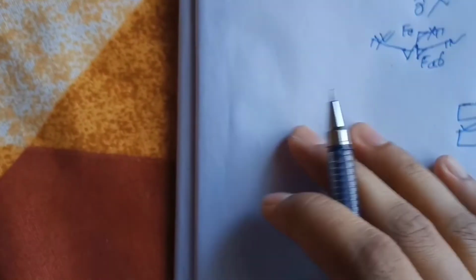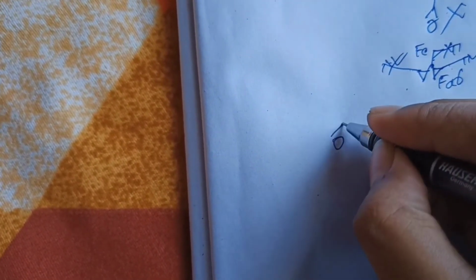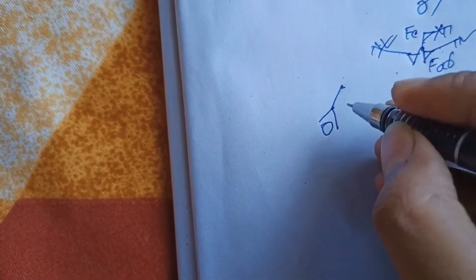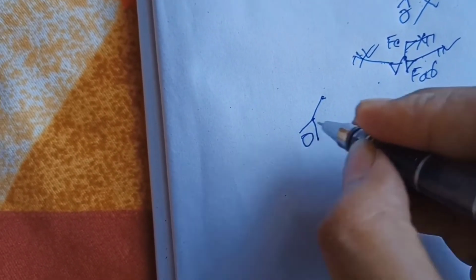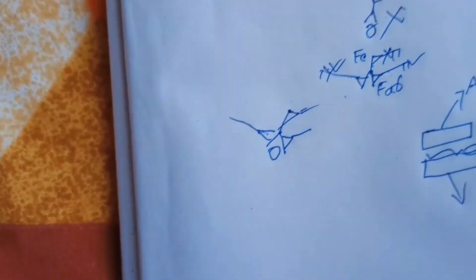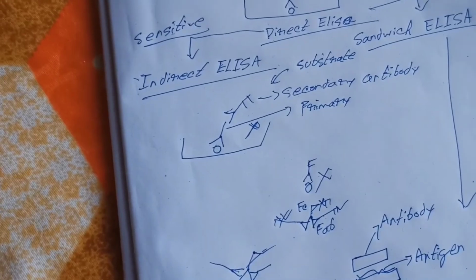I think I missed one thing: when we have an antigen, a single antibody will bind, but when the antibody is used as the antigen, multiple antibodies will bind. Okay, so these are the main basics of ELISA.